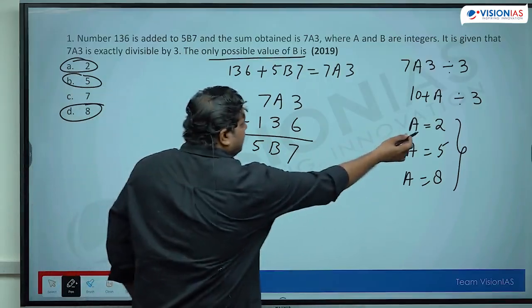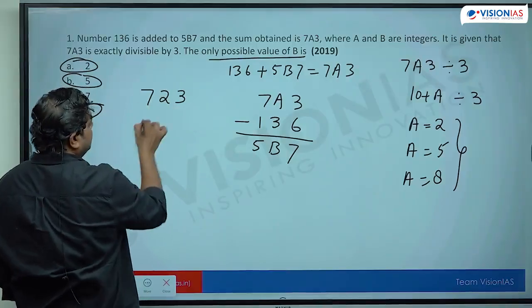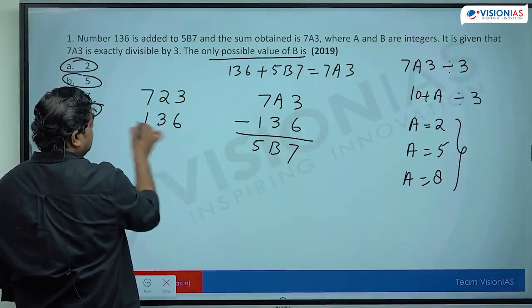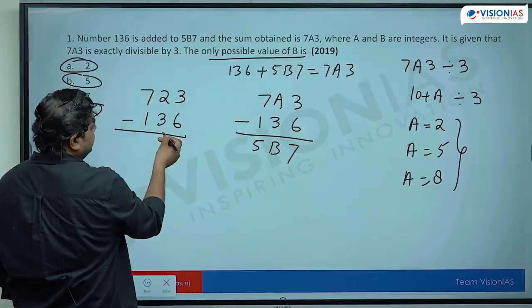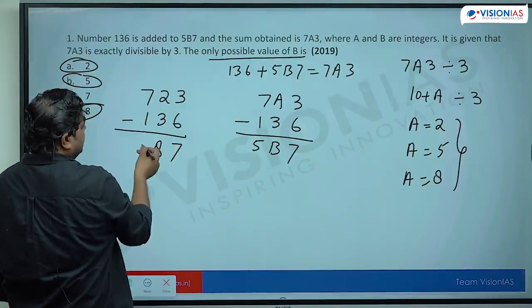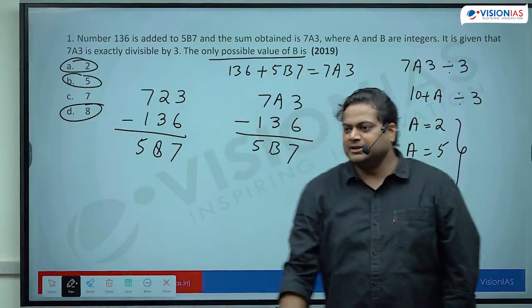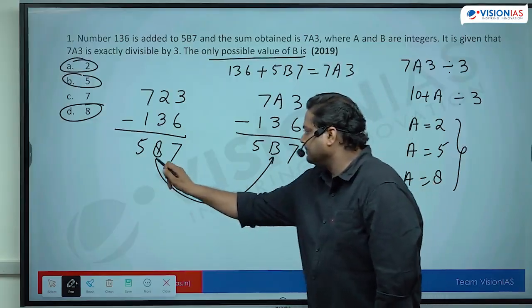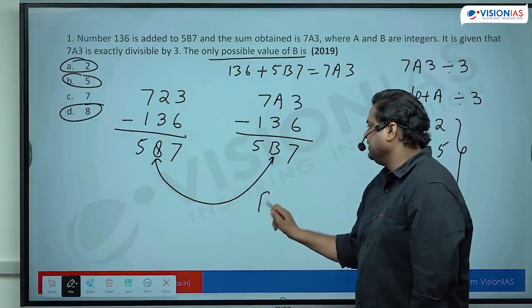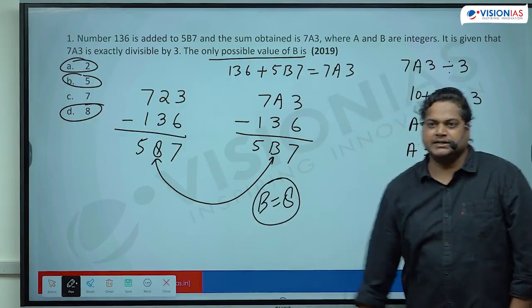A की value if we put 2, क्या हो जाएगा? 7, 2, 3, 1, 3, 6. ये क्या आ रहा है? 7. ये कितना आ रहा है? 8. ये कितना आया? Only possible value 5, 8, 7, 5b7. That means b की value is 8.